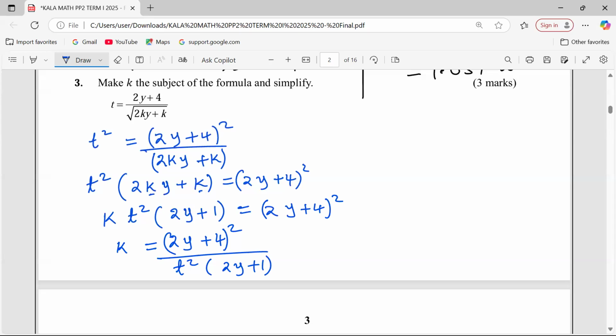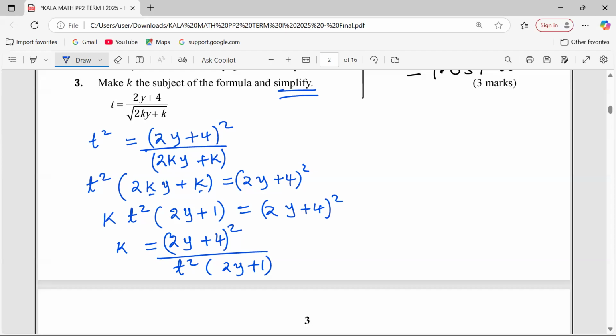The reason I'm not expanding them is because we are supposed to leave the answer simplified. When you expand, you'll still be correct. But do we need it expanded? No, we need it simplified. So this one is now the most simplified answer. In case you start expanding by squaring the numerator, you will become wrong because you are expanding.